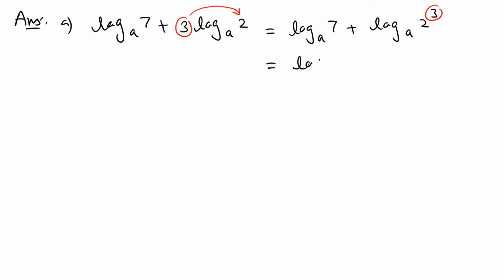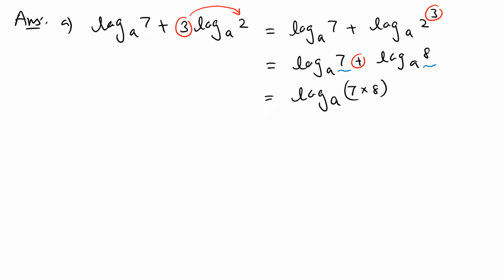Which is simply log a to the 7 plus log a, we know that 2 to the 3 means 8. Now you can see this is a sum. Sum means we multiply the two numbers inside using property 3. So you multiply the two numbers, 7 times 8, and then we have log a 7 times 8 is 56. So that's what you get. Since you don't know a, you cannot simplify further than that. Good. So let's go to b.